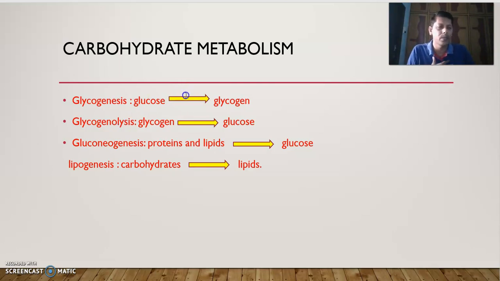Okay, for this first reaction, insulin is important, and for the second one, glucagon hormone is important. Those are secreted by the pancreas and they come to the liver and carry out this reaction.